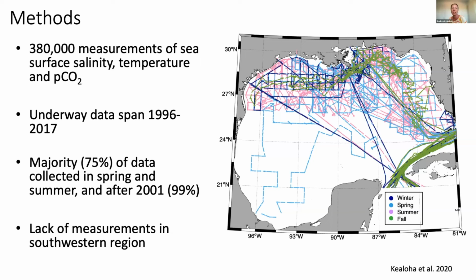And right off the bat, you can see that the majority of measurements were collected in the spring and summer, about 75%. That's because hypoxia drives a lot of the research in the Gulf, and hypoxia is a spring and summer phenomenon. But also it's very cold in the Gulf in the winter, and so nobody wants to go out in a ship, I think. Also, the majority of the measurements, 99%, were collected after 2001. We also lack measurements in the southwestern region, so this region continues to be a gap in our knowledge for CO2 trends.